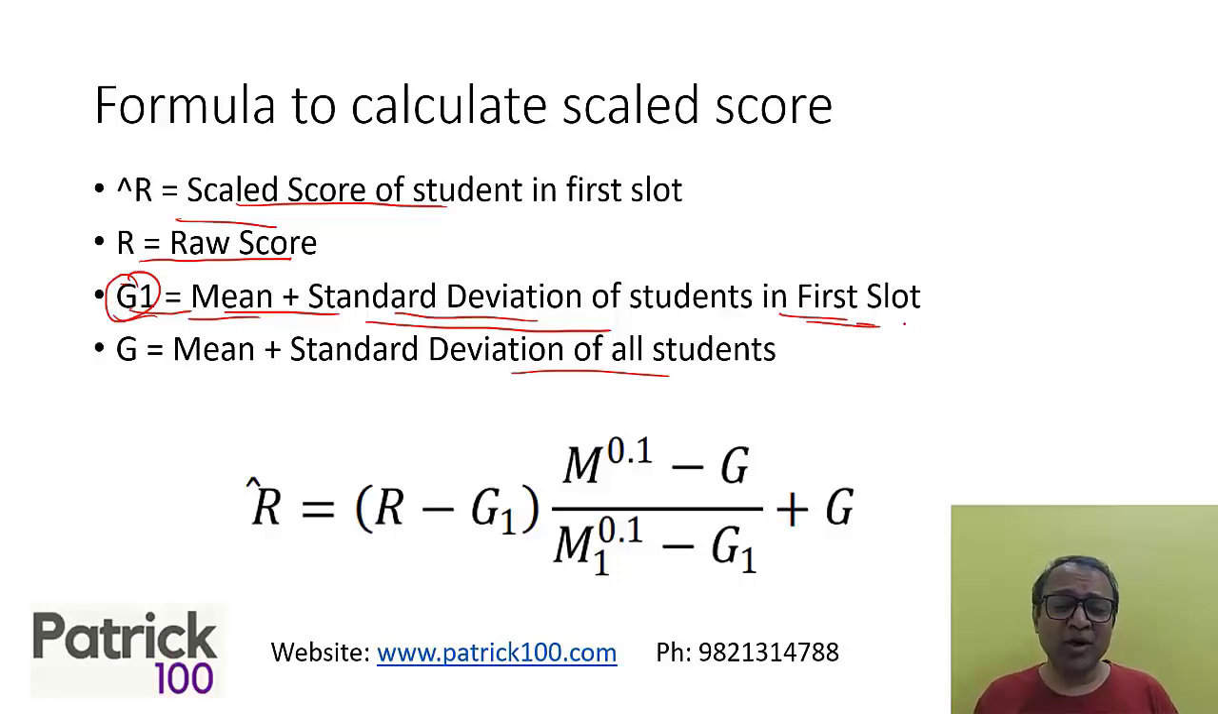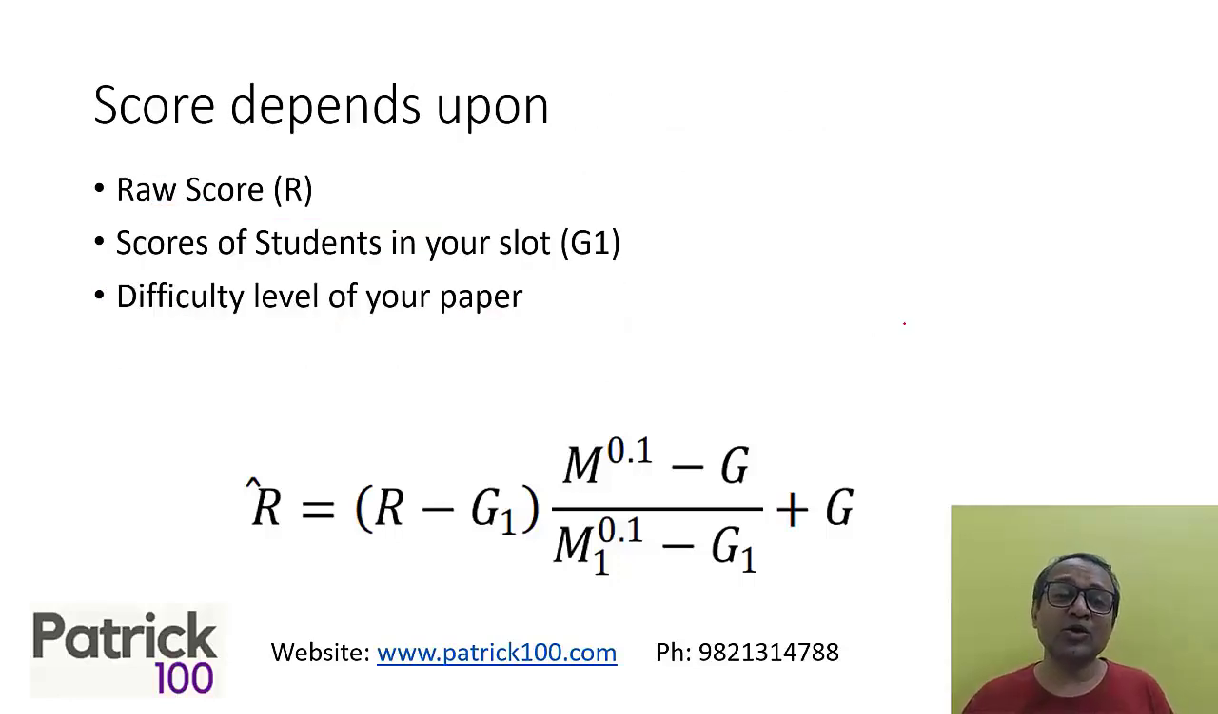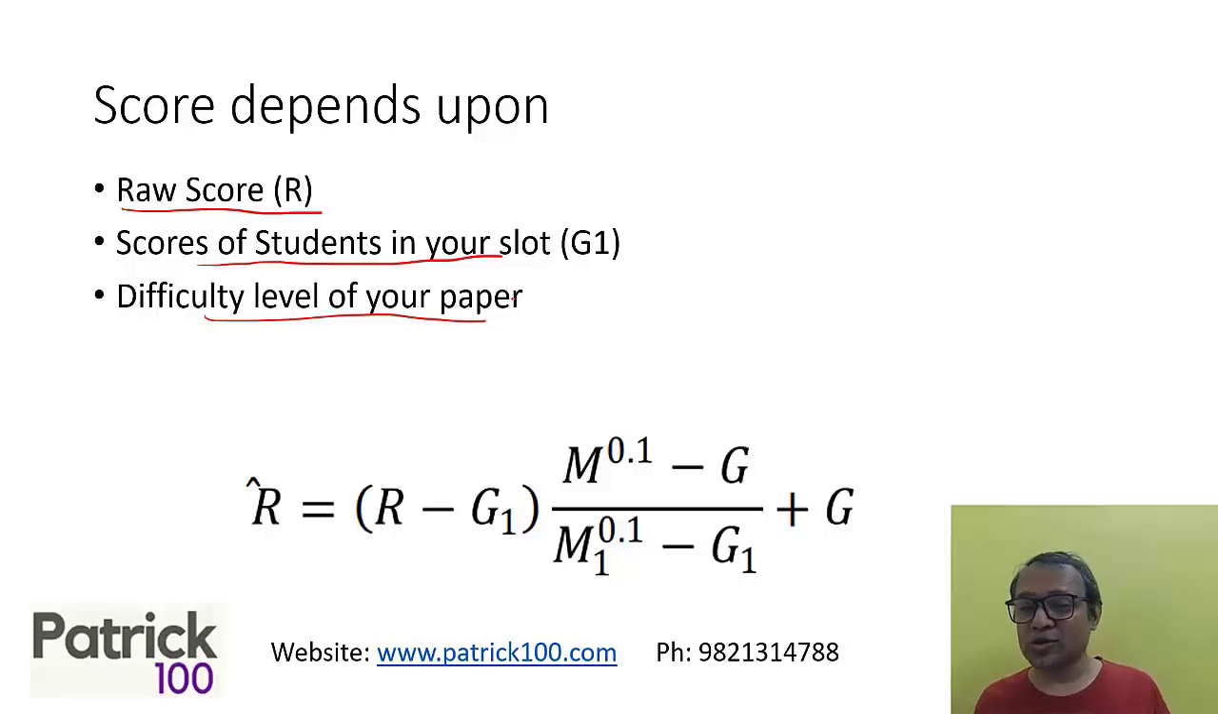So basically, I'm not getting too much into details, but your scale score will depend mainly on your raw score, how much you have scored, scores of students in your slot, and the difficulty level of your paper. That's what it depends on. So these are three factors that determine it. It doesn't depend too much on other slots.